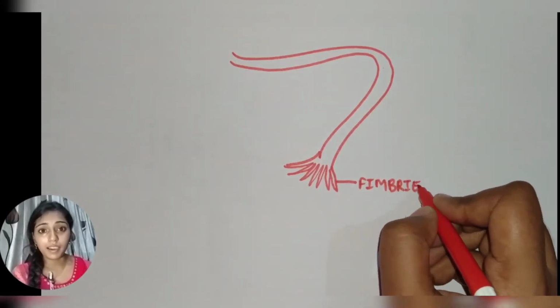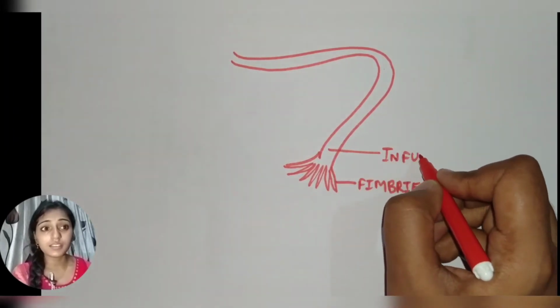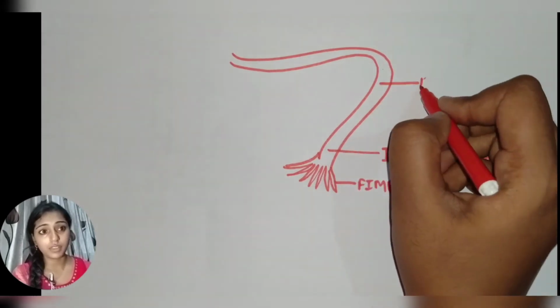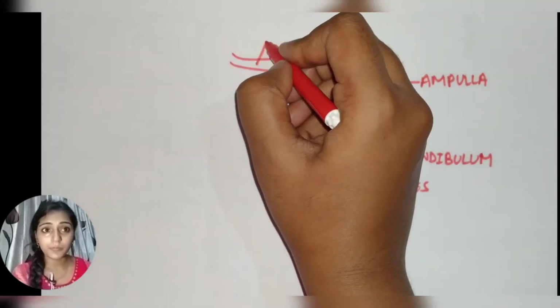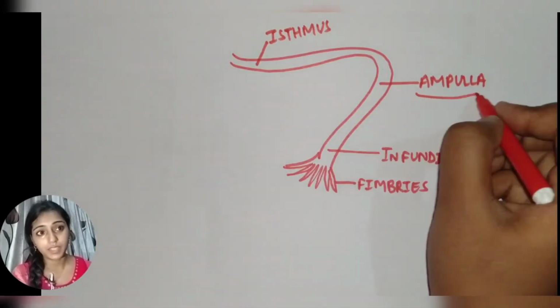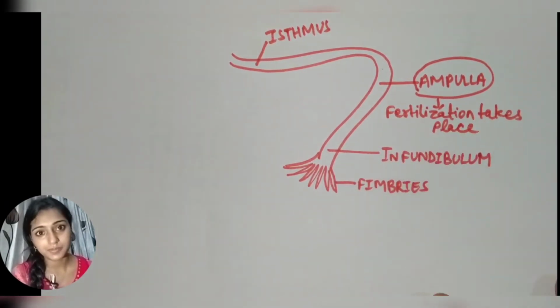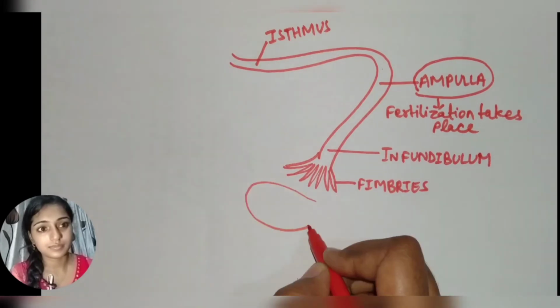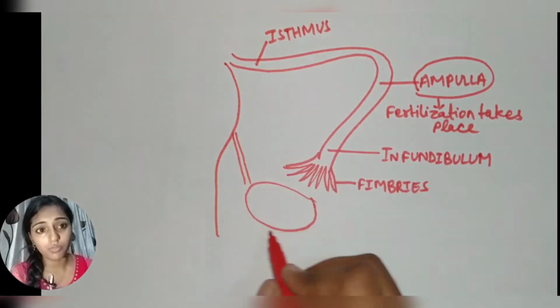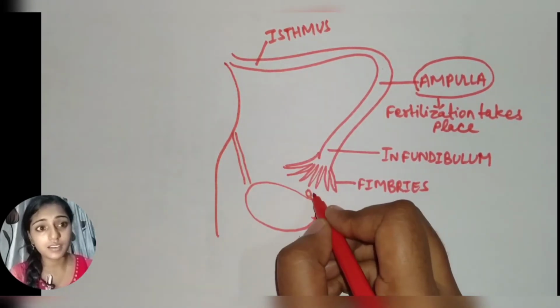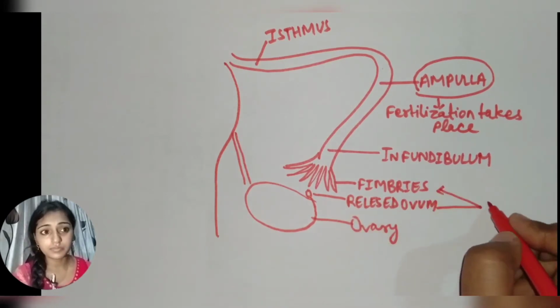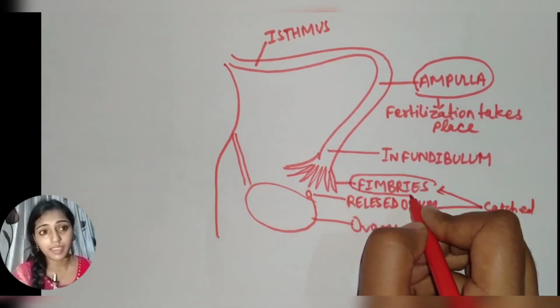The end part is the fimbriae, and this is the infundibulum part of the fallopian tube, the ampulla, and this is the isthmus. The ampulla is where the fertilization takes place. Suppose this is the ovary, and the released ovum is caught by the fimbriae.